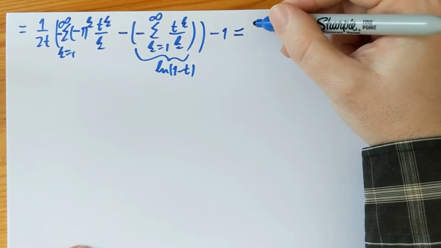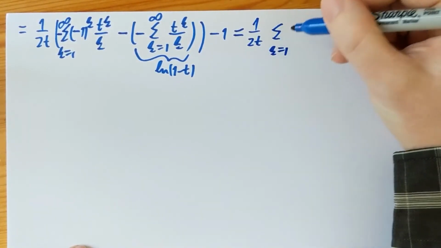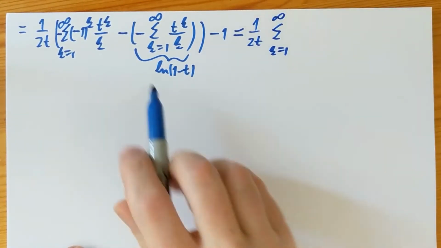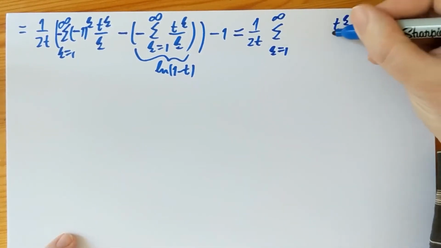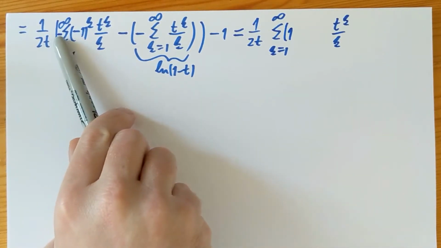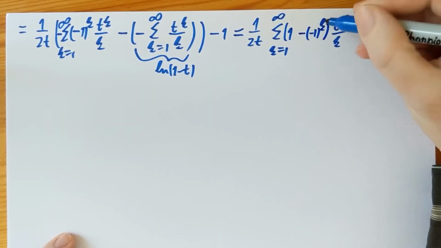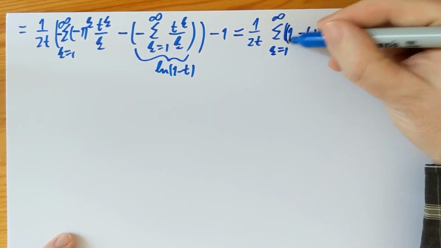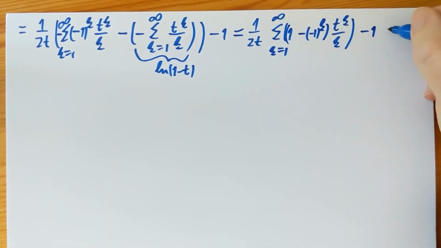So 1 over t, 2t actually. Let's put in a sum for k from 1 through infinity. These two minuses cancel out, so I'm going to start with the t to the k over k once, and then I have a minus negative 1 to the k. So another parenthesis here, minus 1. All right, so that's how far I got now.